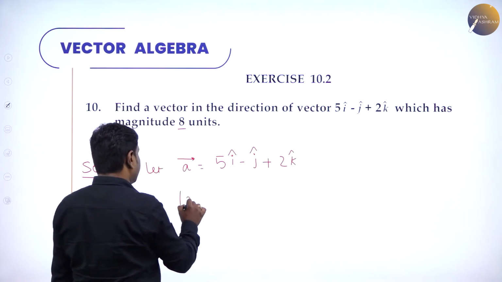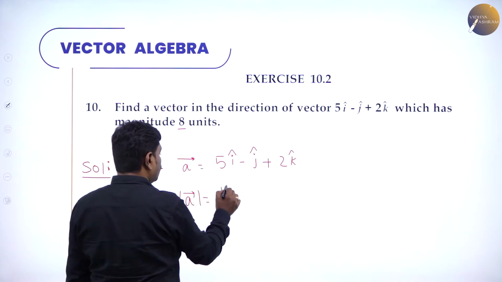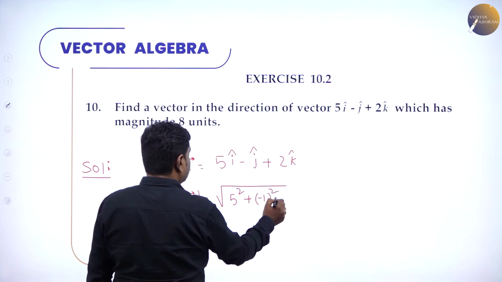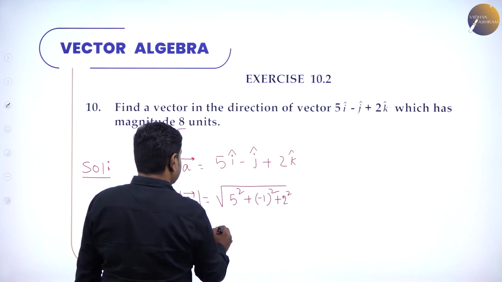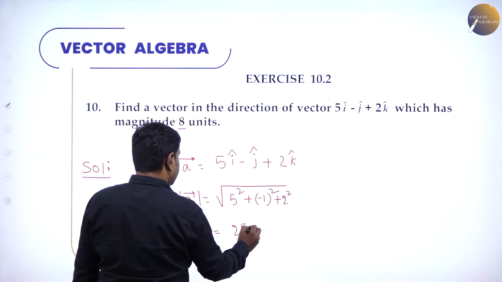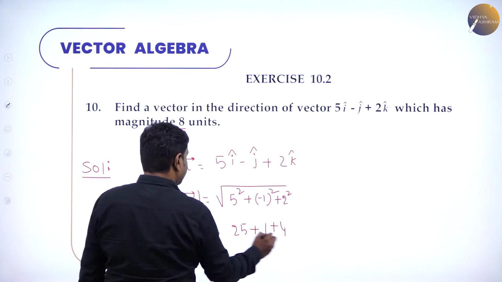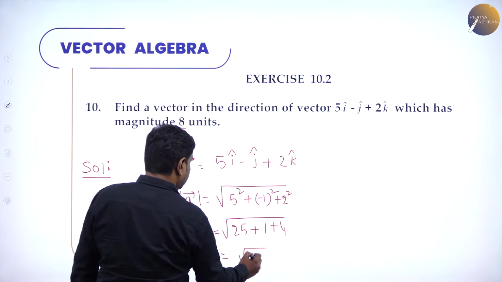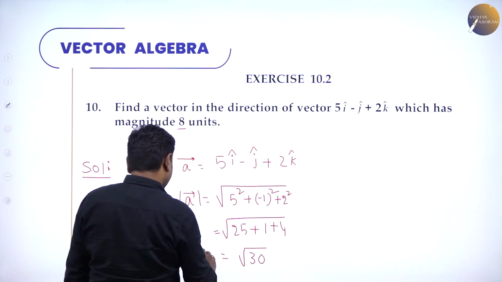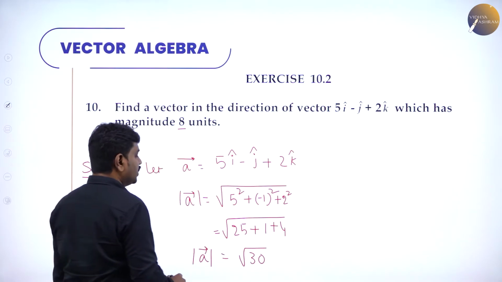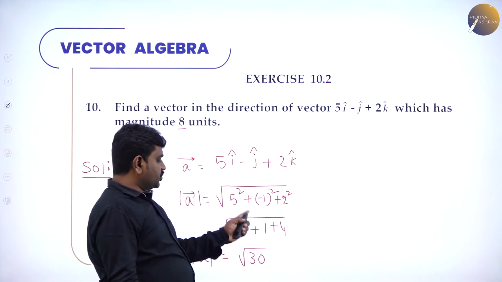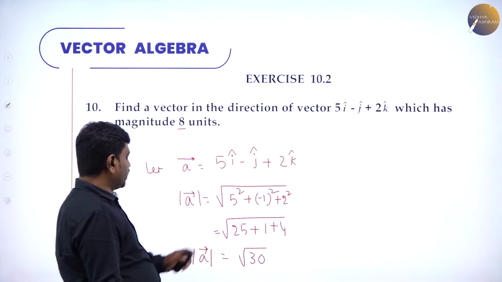Then find the magnitude of vector A. What is the magnitude of vector A? Root of 5 squared plus minus 1 squared plus 2 squared, that is 25 plus 1 plus 4, that is root 30. This is the magnitude of A. First our task is to find the magnitude of A. So 5 squared is 25, minus 1 the whole squared is 1, 2 squared is 4. I got the magnitude.